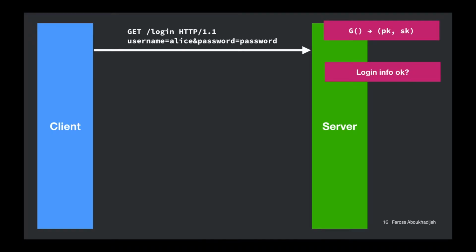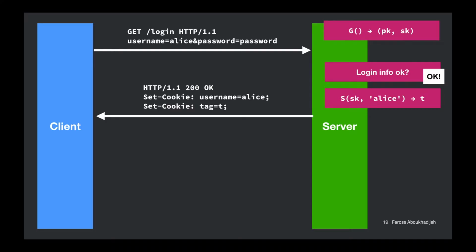The server looks at that and validates it just like it did before. Say that this is the correct password, so the server's happy with it. This time it's going to do something different than just setting the cookie to username equals Alice. What it's going to do instead is generate this tag where the X that it's signing is the string Alice. Now it gets this tag, and then it sends both username equals Alice and tag equals T back as cookies, so the browser's going to remember that.